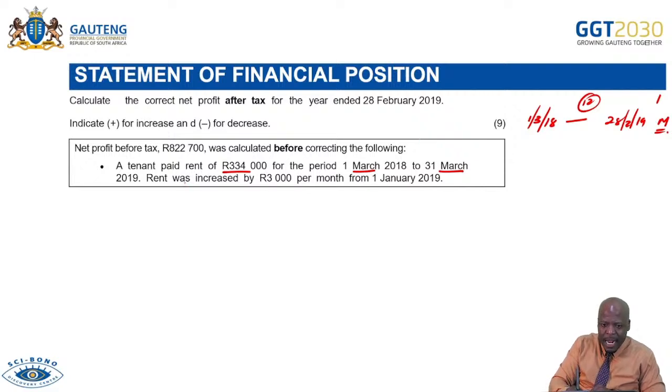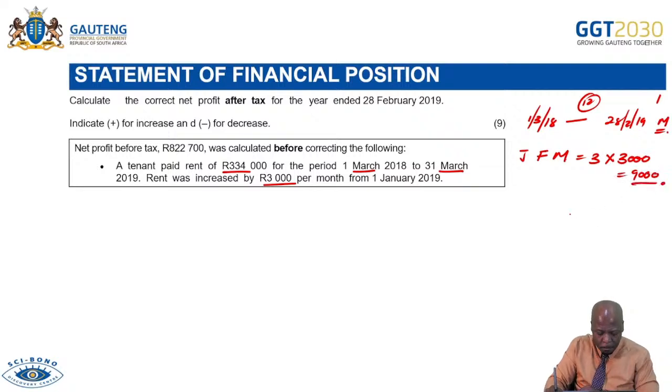We're then told rent was increased by 3,000 from the 1st of January. That means we have how many months that we have received the increase? It is January, it is February. Then the year was supposed to end. But remember, this tenant paid until March. So we have 3 months that we have received rent with an increase. And that increase is 3,000. That means the total increase is how much? 9,000. That is the total increase.